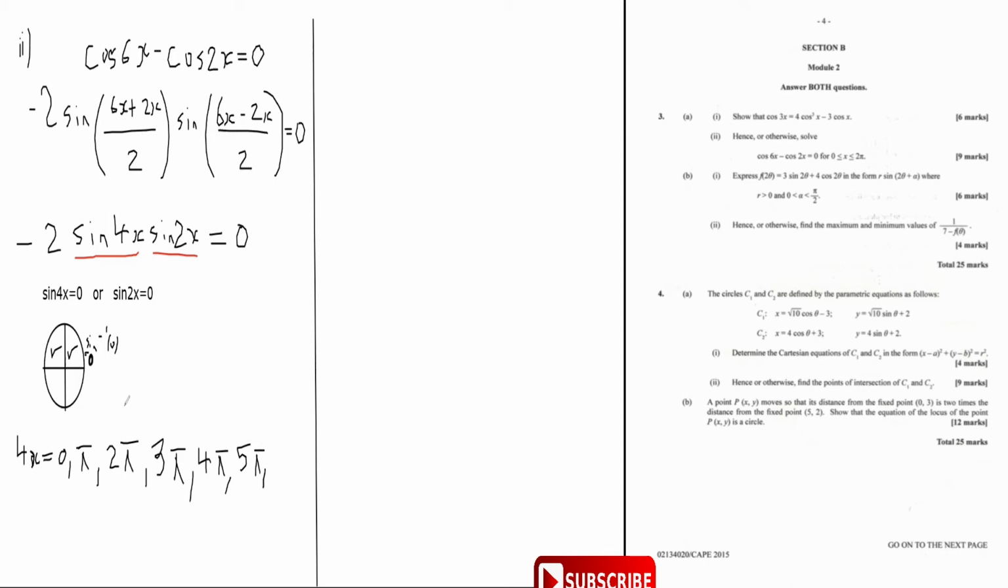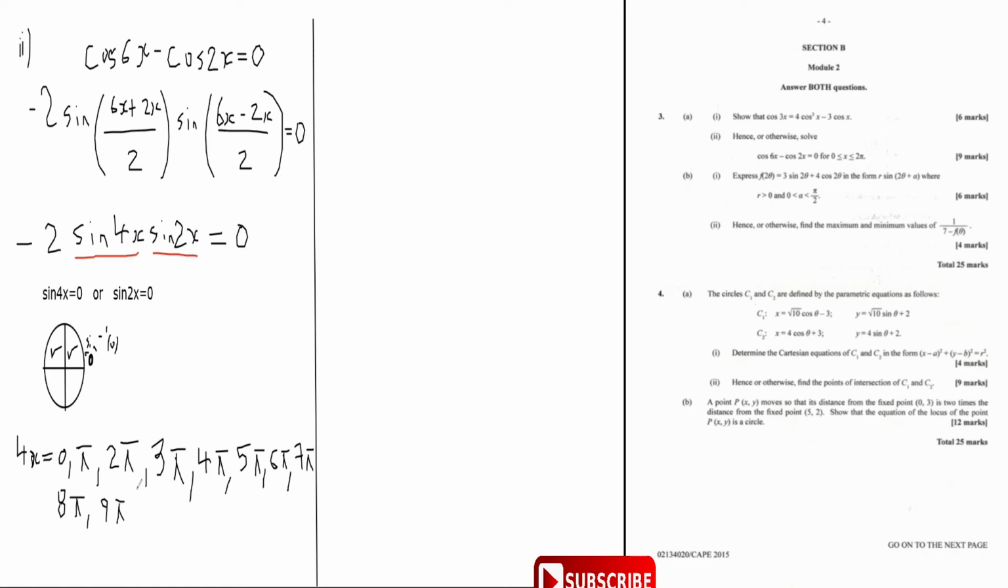Let's go around the circle 4 times now. Going around the circle the 4th time, we get 4 pi plus 2 pi is 6 pi. And then 5 pi plus 2 pi is 7 pi. Let's go around the circle one last time, a 5th time. Going around one last time, 6 pi plus 2 pi is 8 pi, and 7 pi plus pi is 9 pi. So these are all the possible values for 4x.